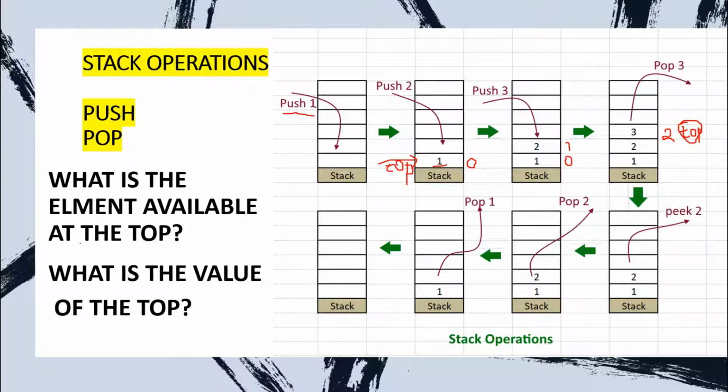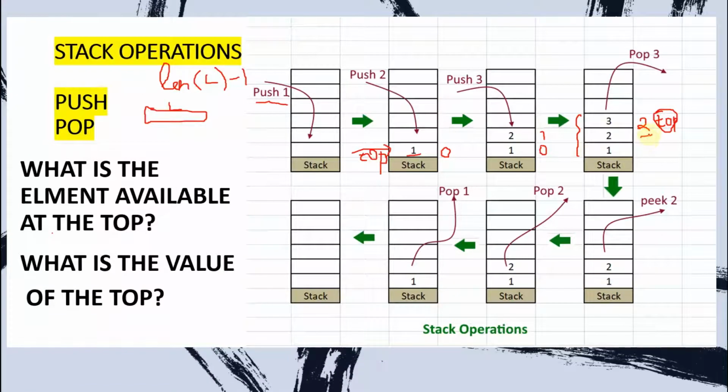So how can I get the value of my top variable? Can we have the value of the top variable as the total number of elements within the list minus 1? That is going to give me the value of the top variable. So how do we find the total number of elements when we are implementing stack operations in a list? We have a function called len. If the name of the list is L, len of L is going to return how many elements are available in the stack. If I subtract 1, it is going to return the top index. So top is equal to len of L minus 1.